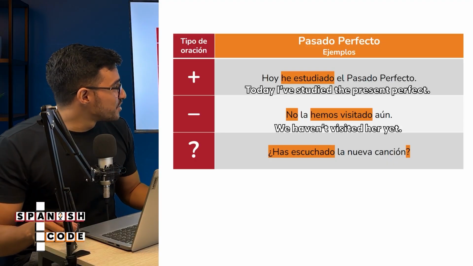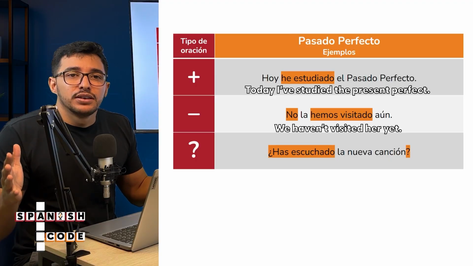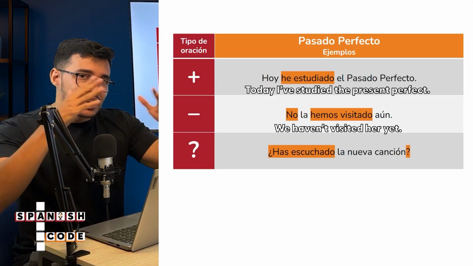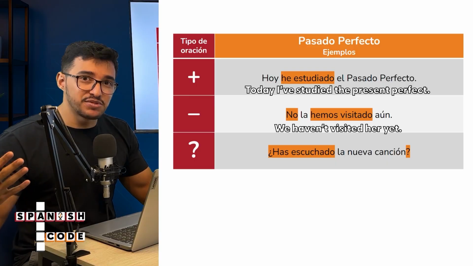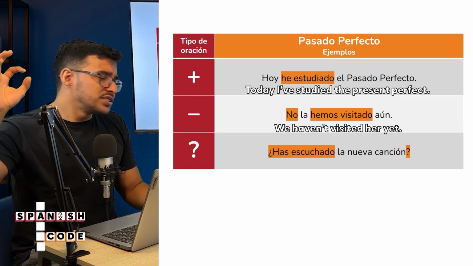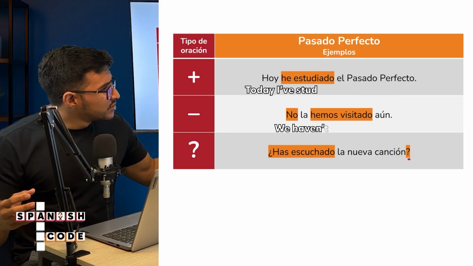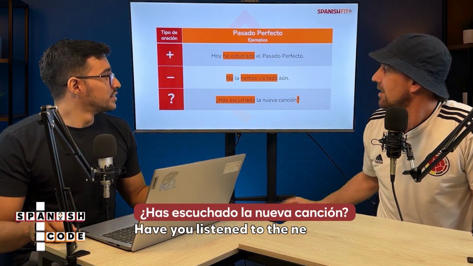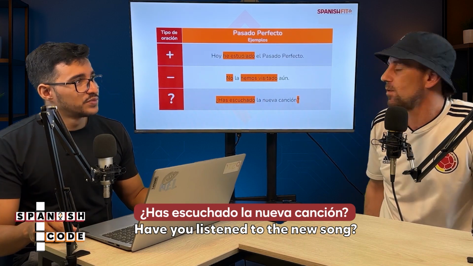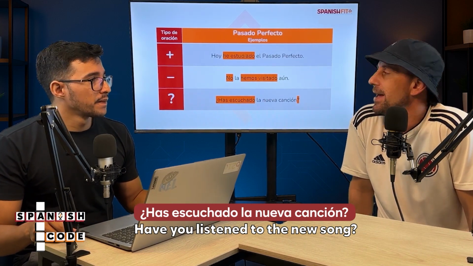And for the questions, if you want to say, have you, it would be has. We don't change the structure. We don't switch anything in Spanish. That's why we have this little guy, the opening question mark. It's the same sentence, but with the little inflection in the voice. ¿Has escuchado la nueva canción? What's the meaning of that? Have you heard, escuchar, has escuchado la nueva canción? Have you heard the new song? Okay. Right? So maybe we're talking about your favorite band.